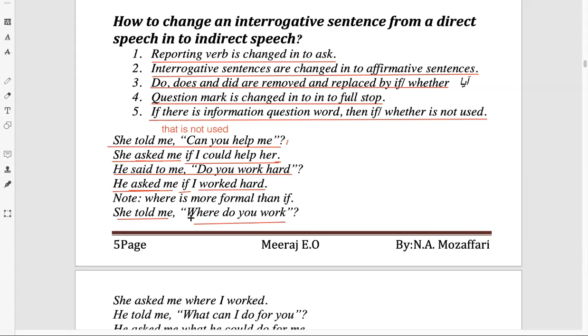Okay, she told me, where do you work? So told is changed to asked. She asked me where I worked. Okay, where do you work? Present simple tense is changed to past simple tense.